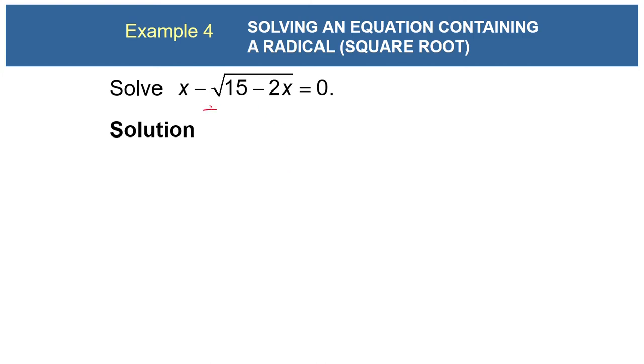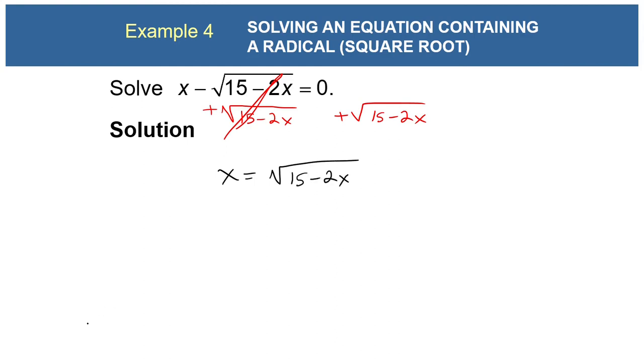The first step is to isolate that radical, so let's add the square root of 15 minus 2x to both sides. I want to isolate that radical. This gives me x equals the square root of 15 minus 2x. Now what I could do next is raise both sides to a power of 2. And that's going to cancel out that radical on the right side. This gives us x squared equals 15 minus 2x.